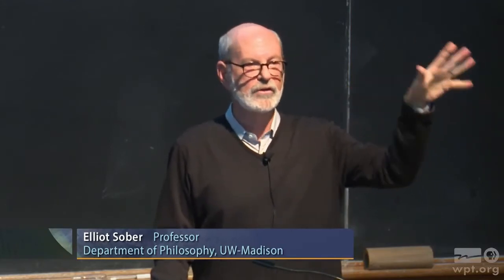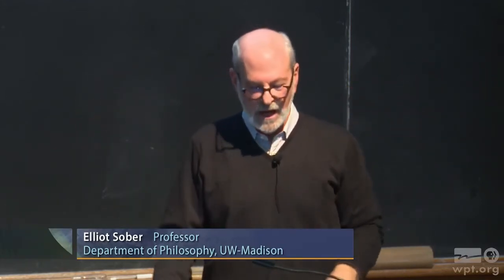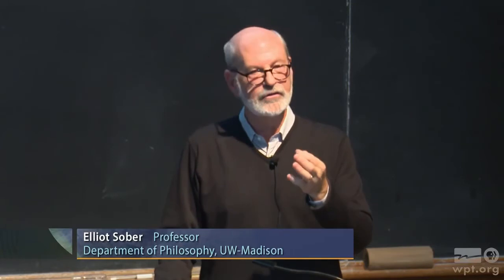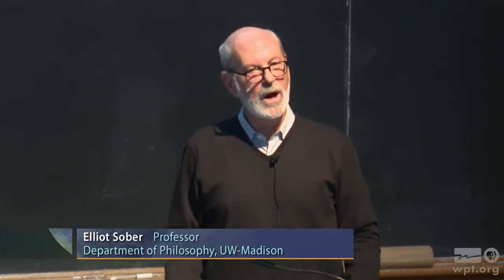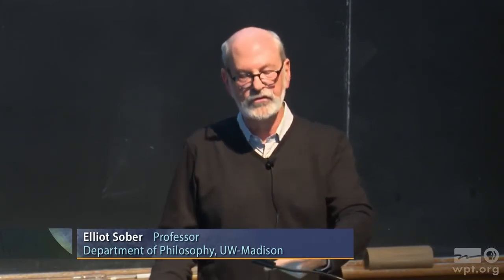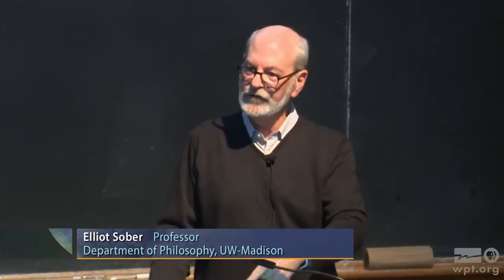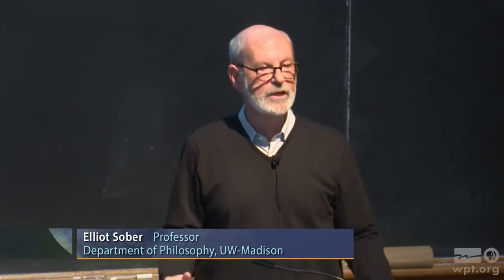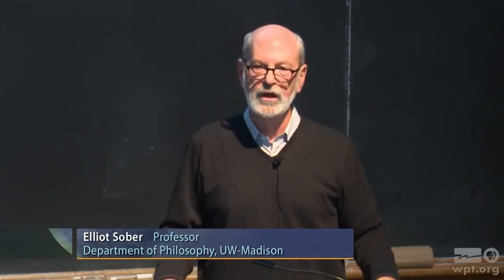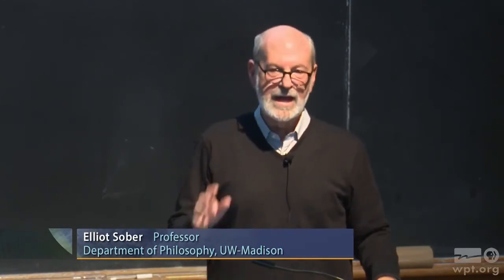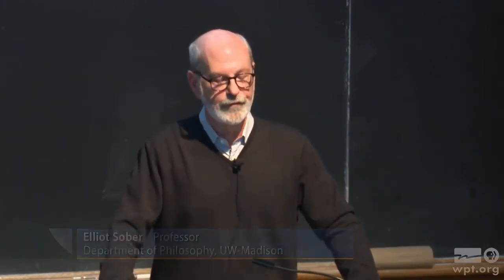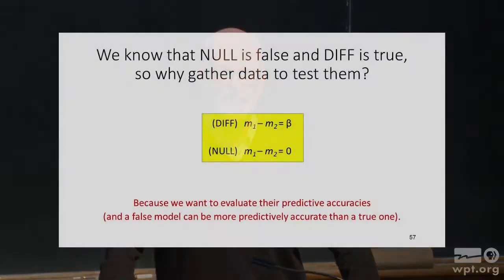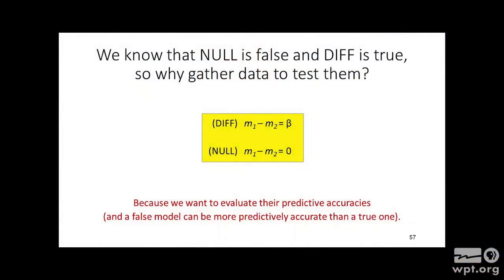Thousands of corn plants over here, thousands over there, and null is saying that the difference in the mean height, it's not like within 10% of 0, it says it's 0. So why do scientists bother testing null against diff in examples like that if we know from the get-go that null is false and diff is true? Well, the answer is, if they care about predictive accuracy, the fact that null is false and diff is true doesn't settle the question that's being asked. It doesn't tell you which of those will be more predictively accurate.